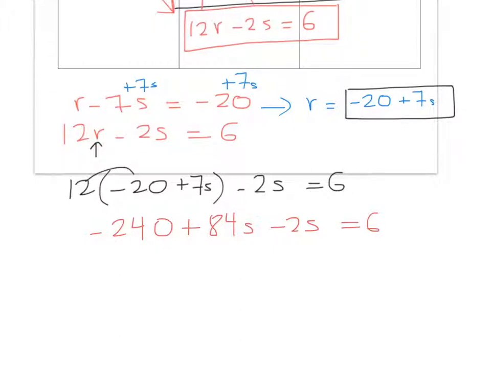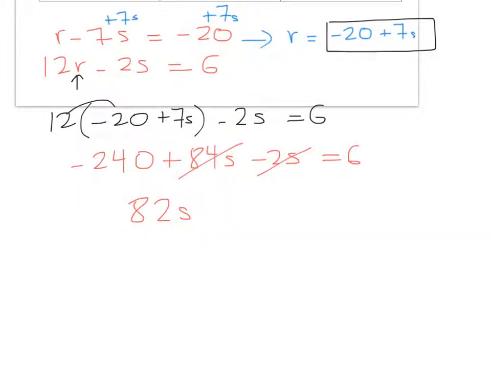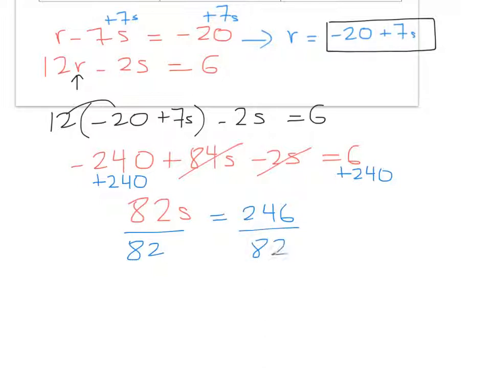to 6. Now don't forget that you can combine like terms, so 84s minus 2s, that's going to be 82s. Now don't forget to add 240 to both sides. So 240 plus 6 is going to be 246. Now don't forget to isolate the s by dividing both sides by 82. So in this case, s is equal to 246 divided by 82, which is 3. So s in this case is 3.